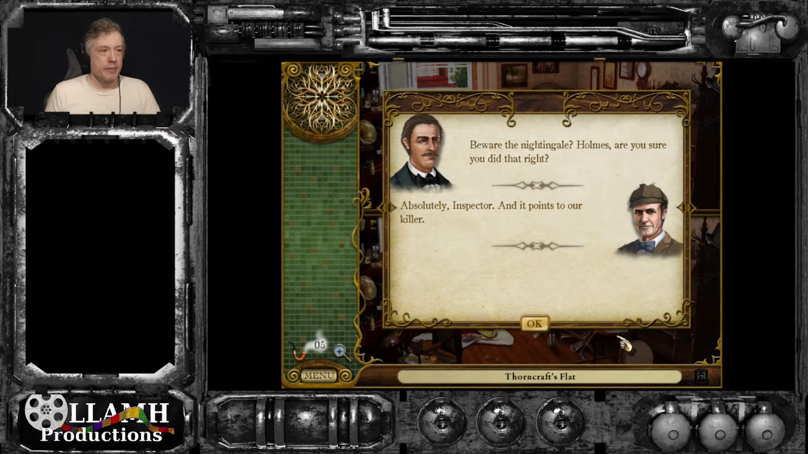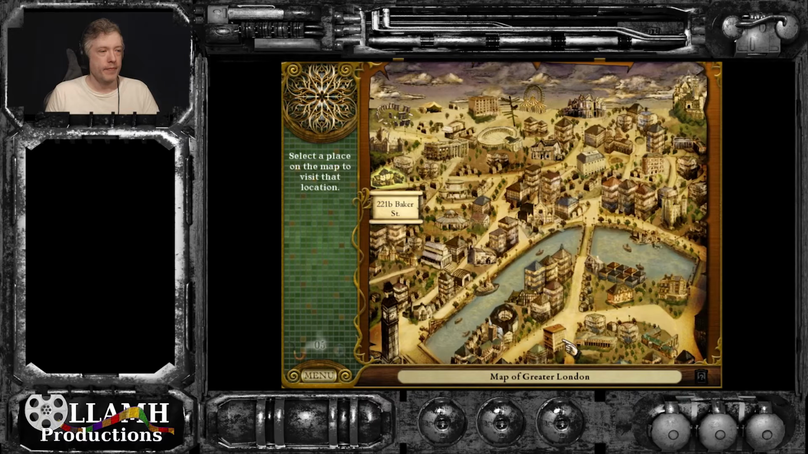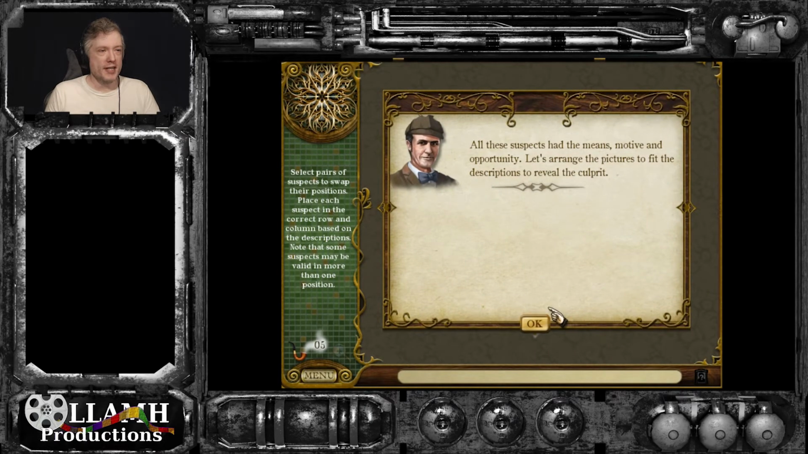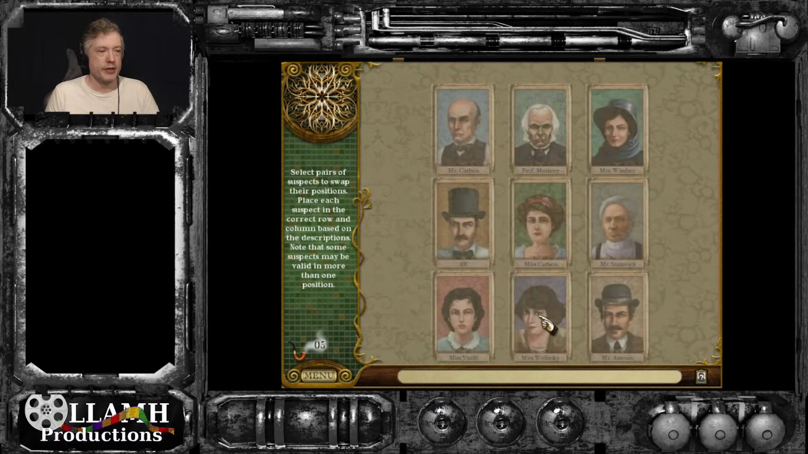Beware the nightingale? Holmes, are you sure you did that right? Absolutely, Inspector, and it all points to our killer. All these suspects had the means, motive, and opportunity. Let's arrange their pictures and fit the descriptions to reveal the culprit.